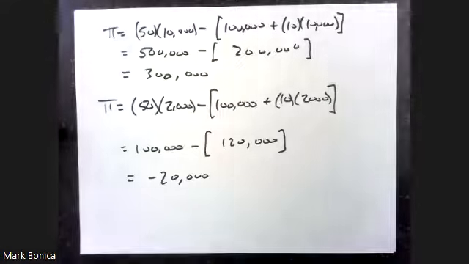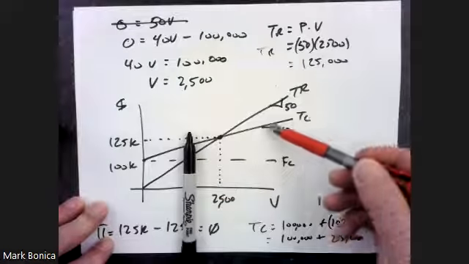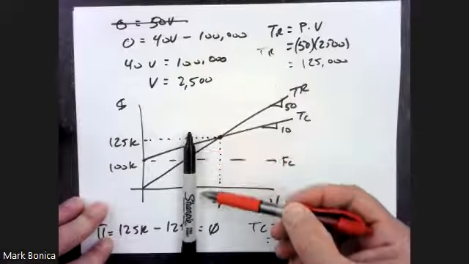Because a volume of 2,000 would put us over here someplace where we see that the total cost curve is above the total revenue curve at this volume. And so we have a loss, right?